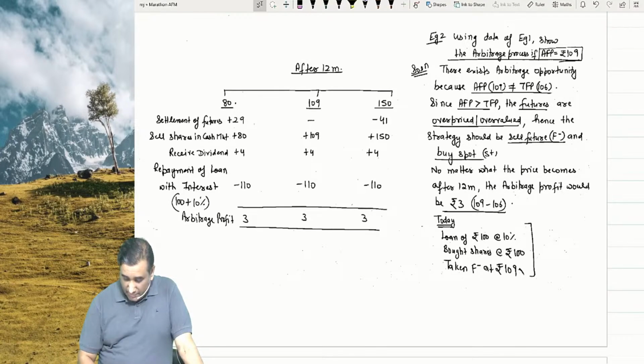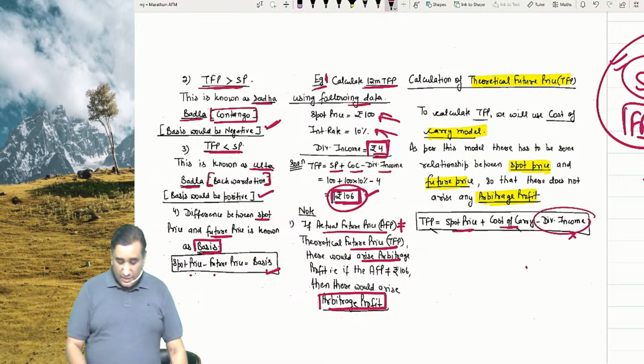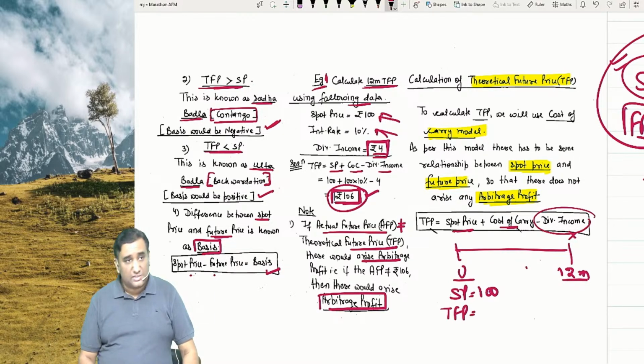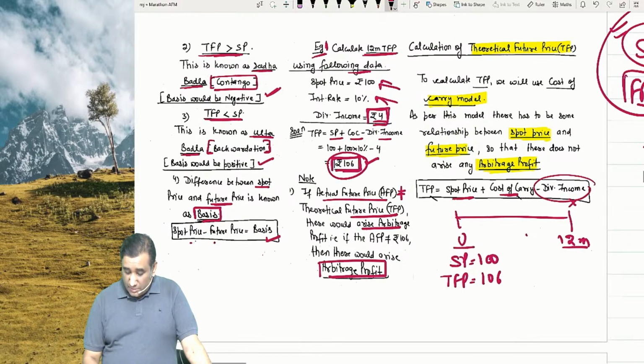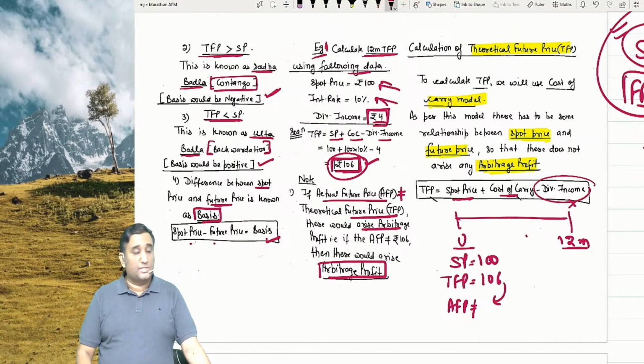Now, I have taken an example. This was example number one, where we got the theoretical futures price of 106. Now, two ways of reading it. If I diagrammatically put period 0 and 12 months, the spot price today of the share is 100. The futures price which we calculated, since we calculated it, we are calling it TFP, theoretical futures price, is 106. The actual futures price can be anything. If the actual futures price is not the same as this 106, then there would arise an arbitrage opportunity.